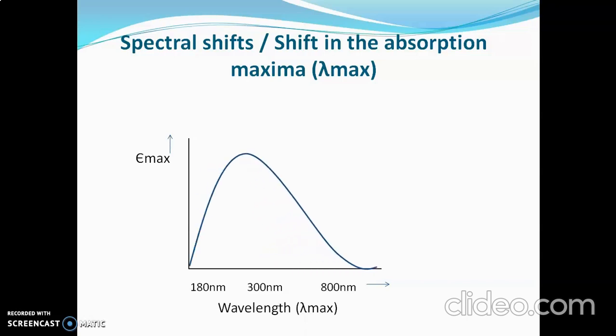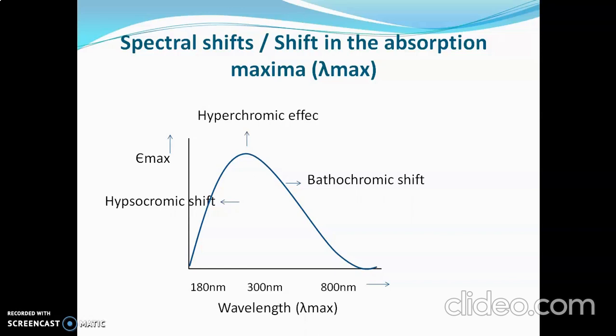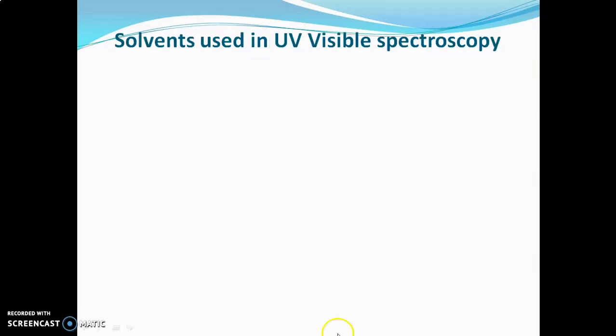Say this is a graph of a particular compound. Bathochromic shift means the lambda max increases towards higher wavelength. Hypsochromic shift is when the lambda max decreases towards lower wavelength. Hyperchromic effect is when the intensity of absorption increases. And hypochromic effect is when the intensity of absorption decreases. So this diagram explains all the four effects.